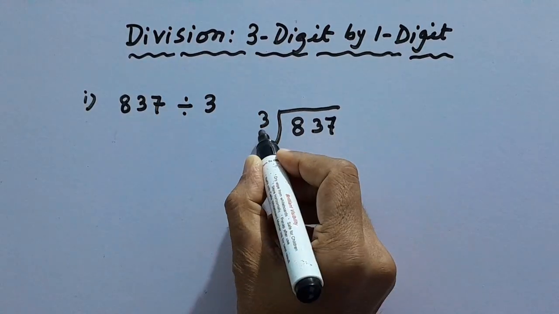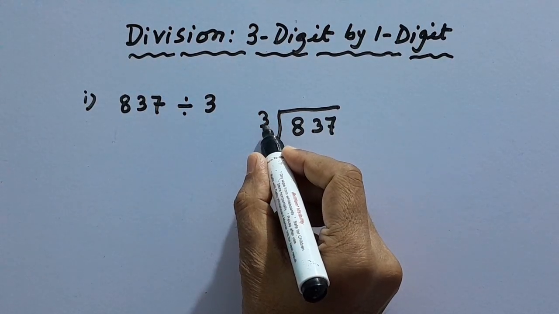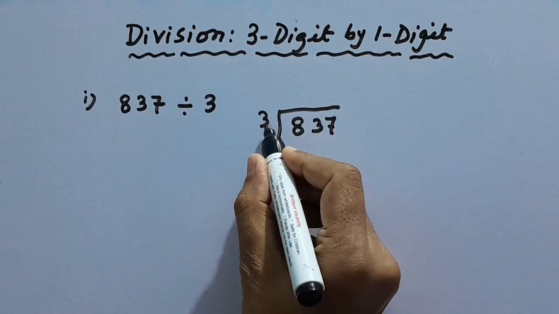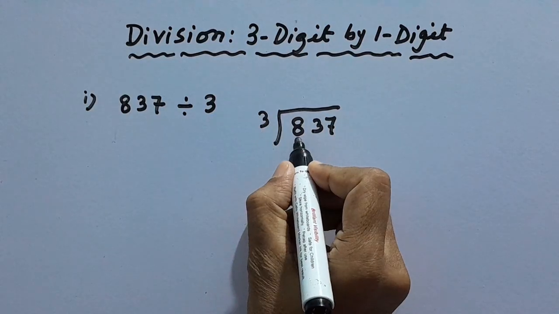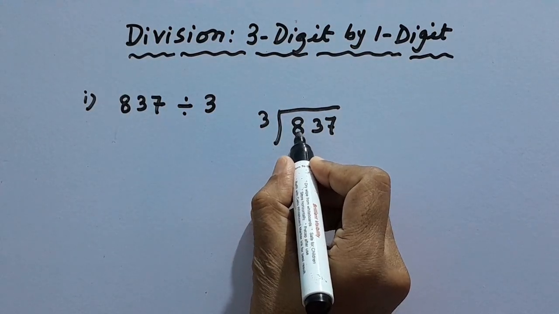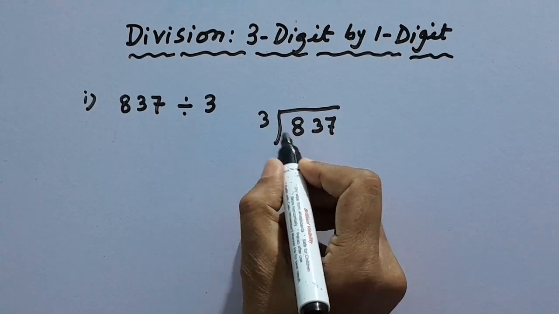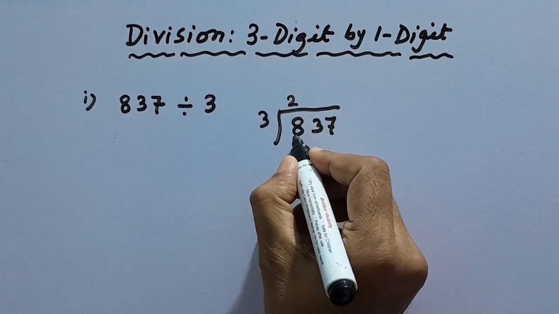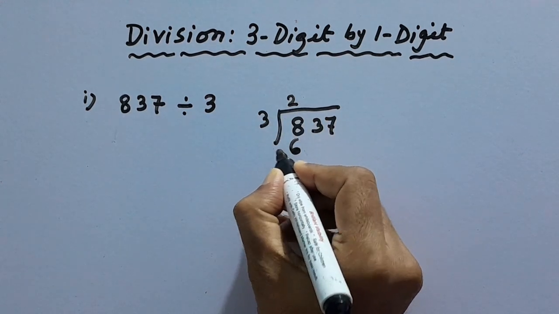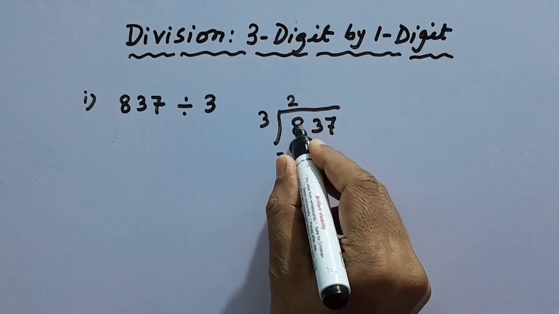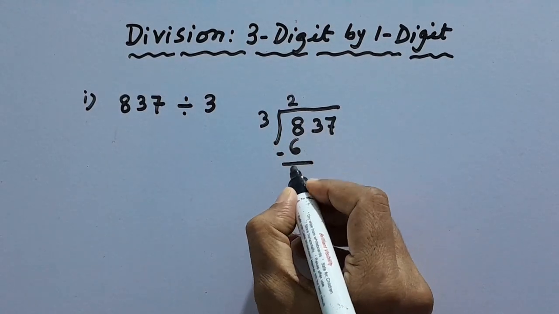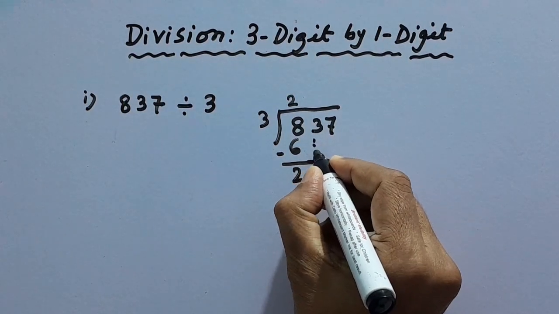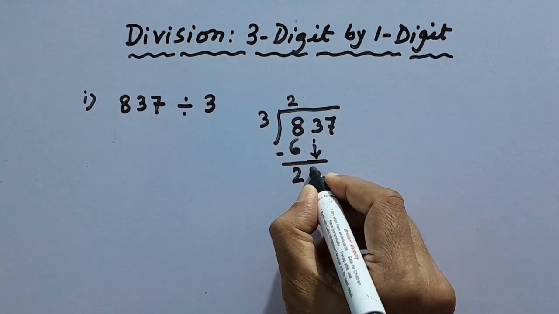837. Here, let us start with the multiplication table of 3. So, 3 ones are 3, 3 twos are 6, 3 threes are 9. So, 9 is exceeding 8. So, we'll stop at 3 twos are 6. If we deduct 6 from 8, we'll get 2.